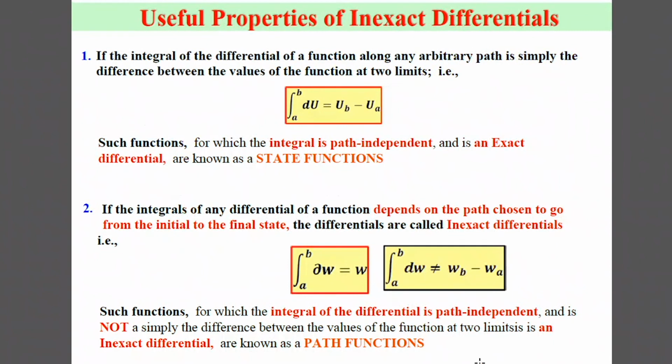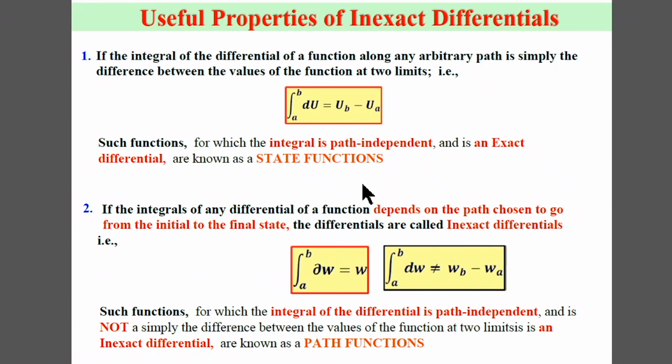Few more things on what we have just discussed. If the integration of the differential form is along an arbitrary path, simply the difference of the values of the function at the two limits, a to b, is to be taken. So the total change in U is equal to the value of the function at the final point minus the initial point. Such functions for which integration is path independent have an exact differential, and these functions are called state functions.